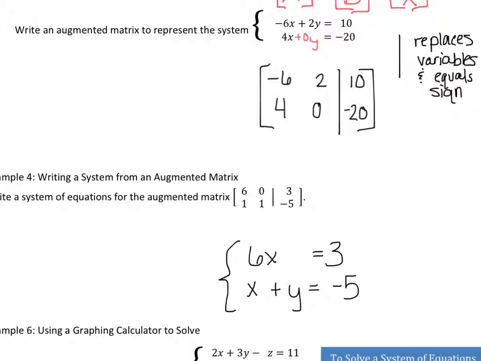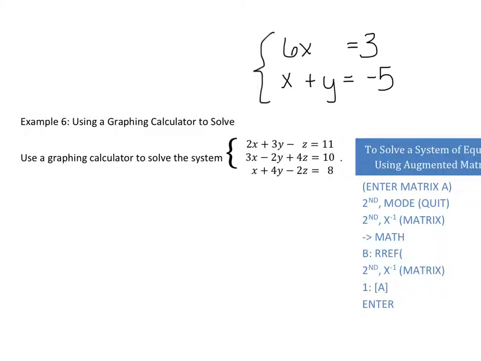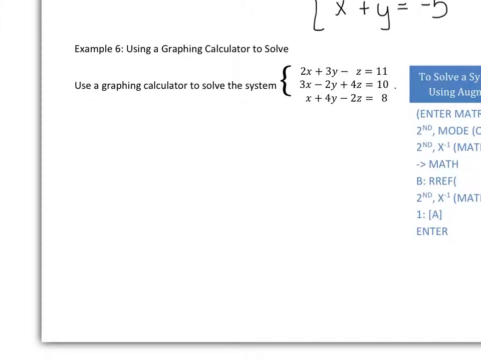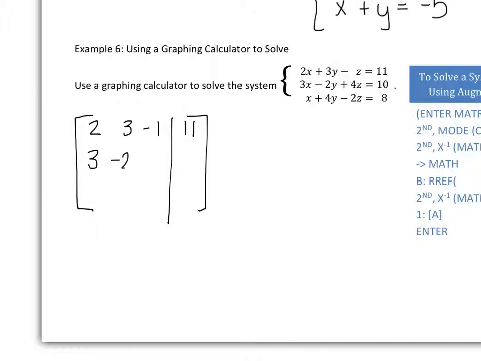Kobe, you okay with it? Yeah? All right, so now let's actually use it to solve the system. So now we're going to have a bigger matrix when we write it as an augmented matrix. 2, 3, -1, and then what's on the other side of the line? 11. Okay, what's the next row? 3, -2, 4. And then 10. Okay, last row. And 8.